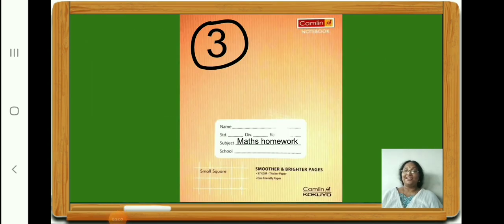Children, now we have done some fill in the blanks. Now you are going to write all these fill in the blanks in your book number 3, in your maths homework book. Okay, children?